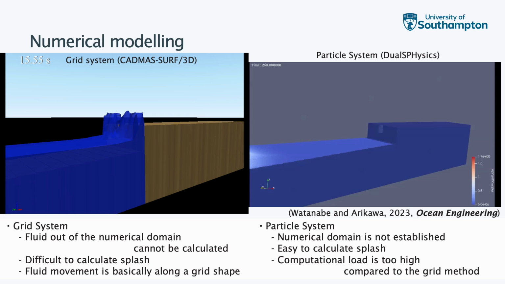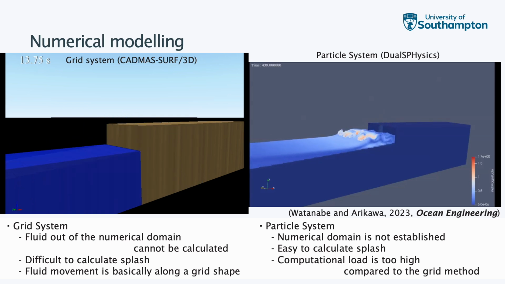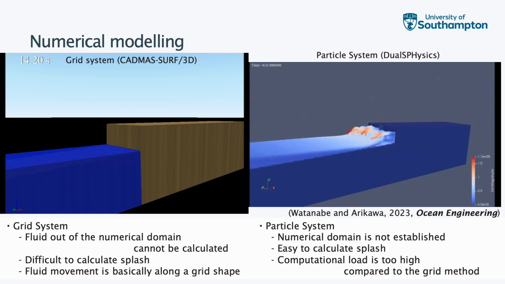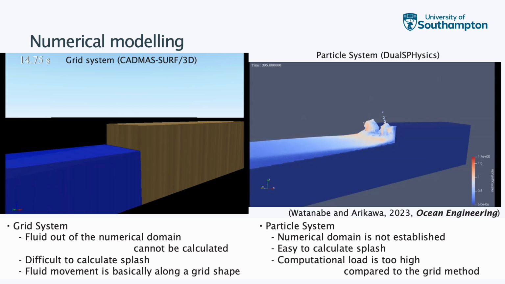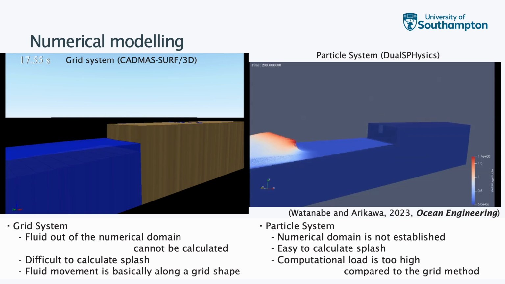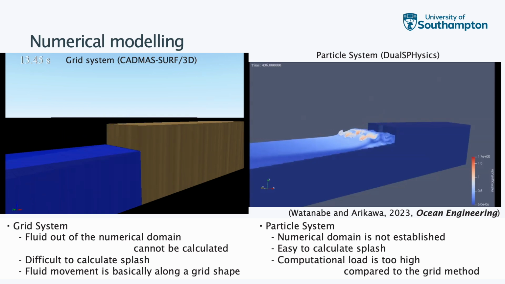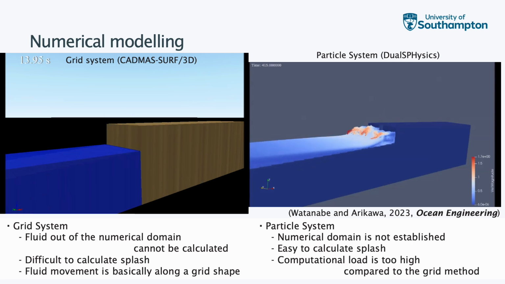These are simulation movies of dam-break flow using the grid system and the particle system. In the case of the grid system, I used CADMAS-3D, an open source model which can solve the Navier-Stokes equations directly. In the case of the particle system, I used DualSPHysics, also an open source code based on the SPH method. Like these simulation movies, another advantage of the particle system is that you can make beautiful movies, but the computational load of the SPH method is very high, as I explained.